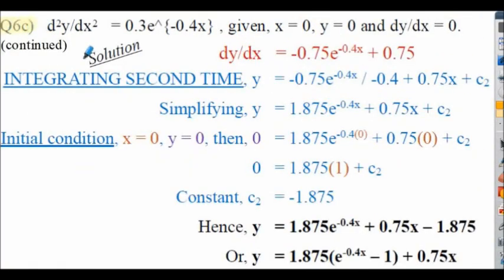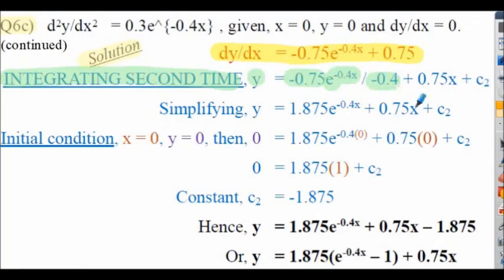Question 6C, solution continued. Just repeated this equation from the previous slide for convenience. So integrating for the second time, we now have y is equal to negative 0.75 e to the negative 0.4x divided by negative 0.4, so our standard integral, plus 0.75x plus c2.